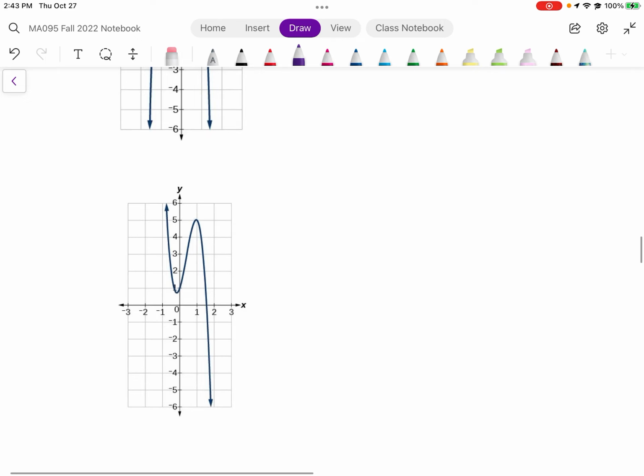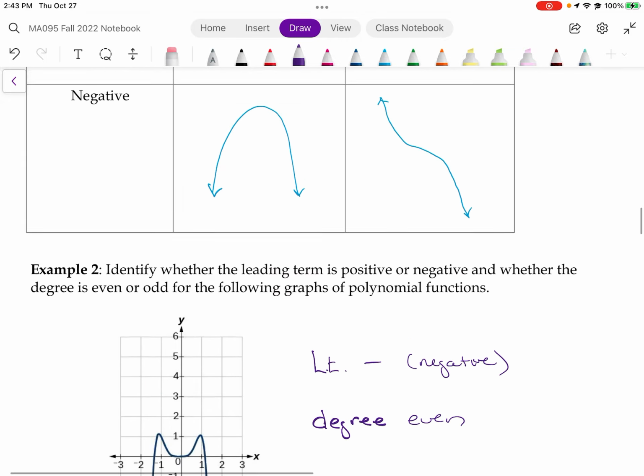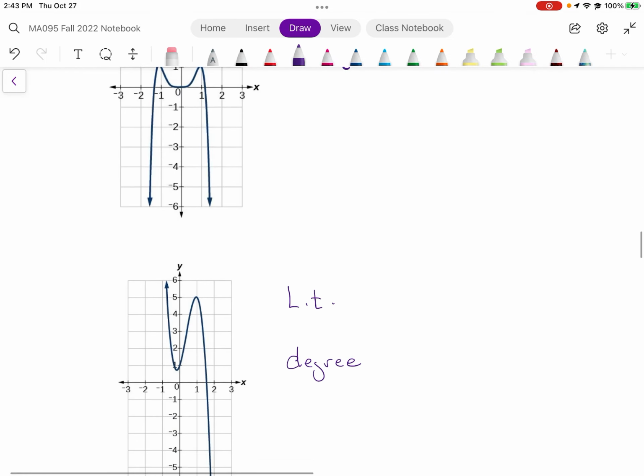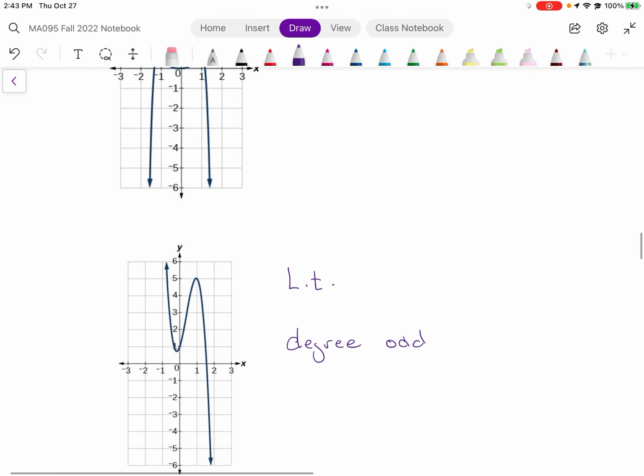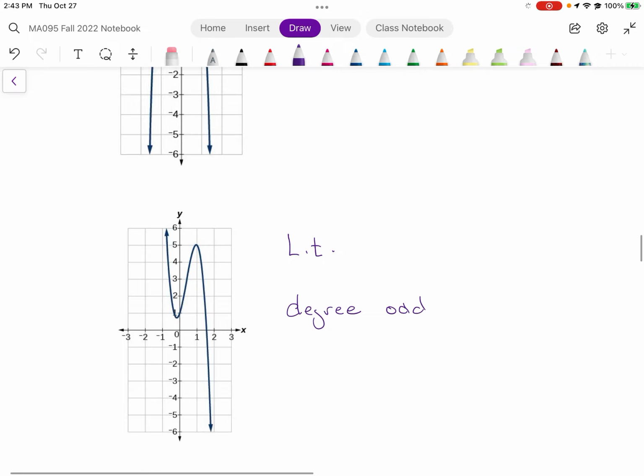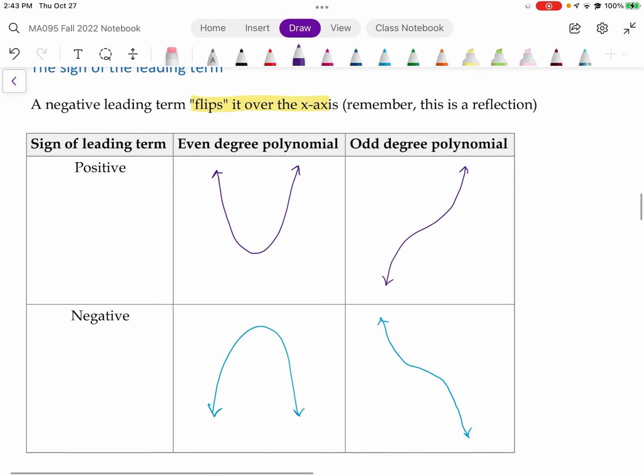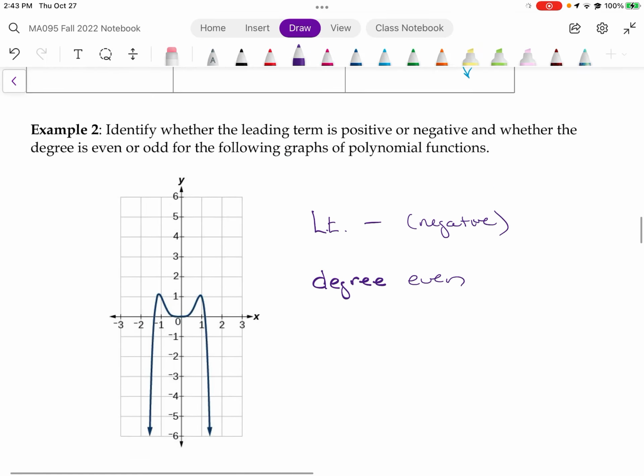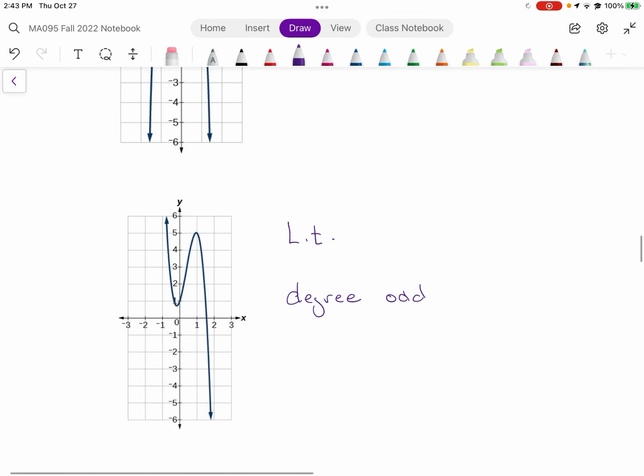All right, let's look at the next one. You might want to pause the video and try this one. All right, so the leading term is going to be what, and the degree is what? Let's talk about the degree first. The degree is going to be the one that goes in opposite directions. It's going to be odd because one's going up and one's going down. But if it is positive, it goes up to the right and down to the left. This one is negative. It goes up to the left and down to the right. So it does, that was really bad. It goes like this, right?